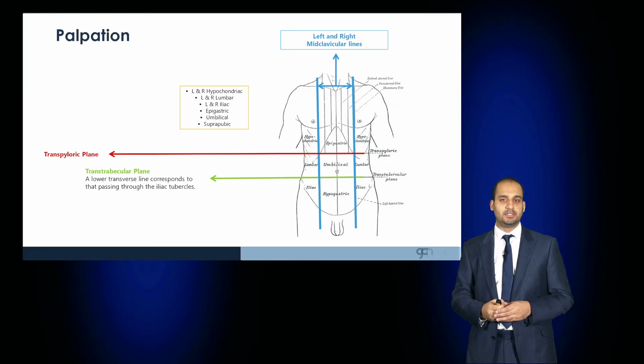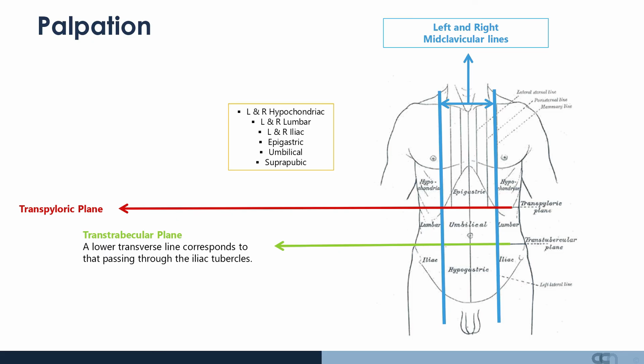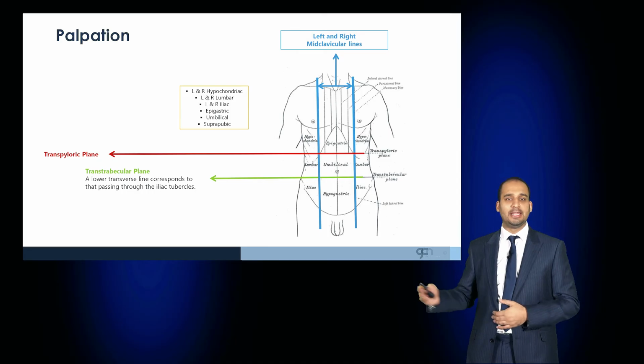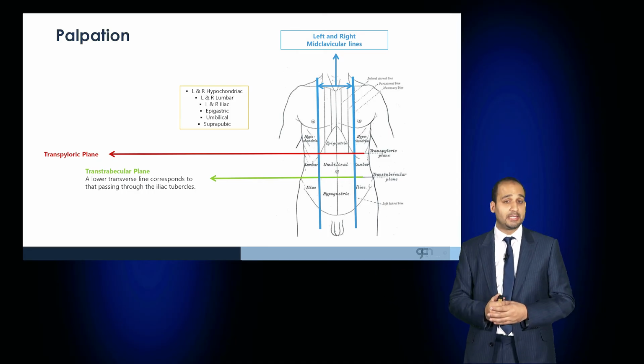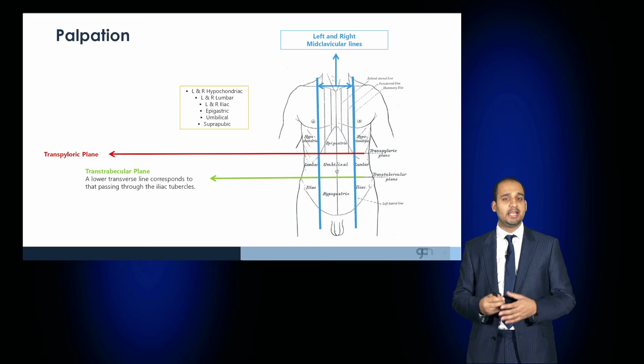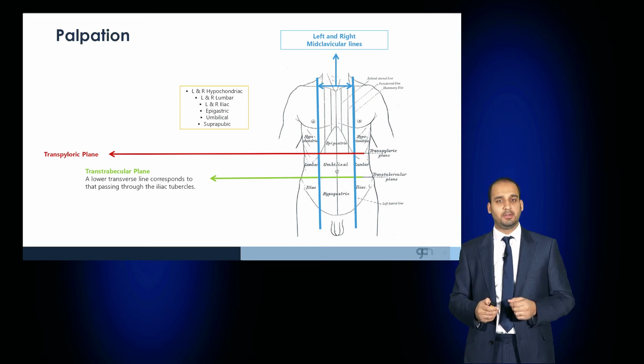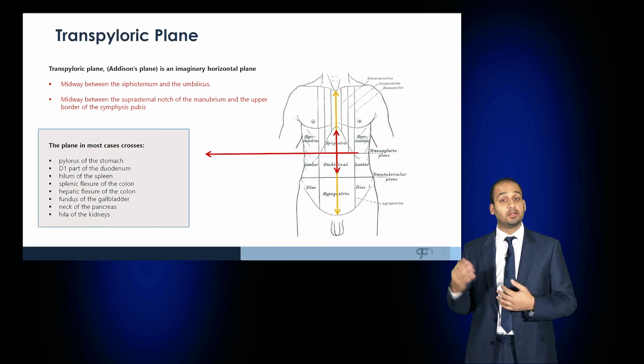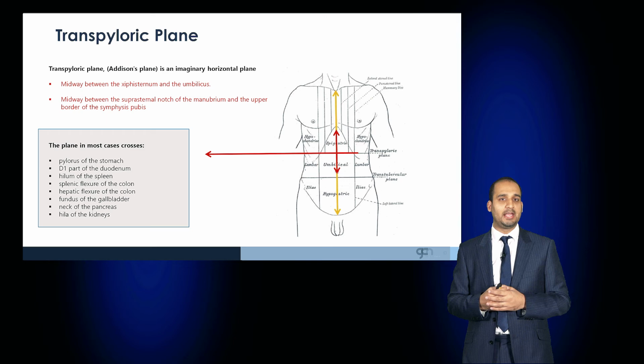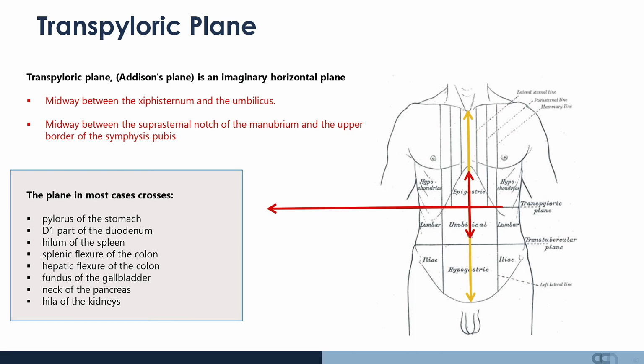The demarcation of these regions, laterally and vertically, is the left and right midclavicular lines. Horizontally, superiorly we have the transpyloric plane, and inferiorly we have the transtubercular plane. The transtubercular plane is a lower transverse line that passes through the iliac tubercles. The transpyloric plane, also known as Addison's plane, is midway between the xiphisternum and the umbilicus, or midway between the suprasternal notch of the manubrium and the upper border of the symphysis pubis.